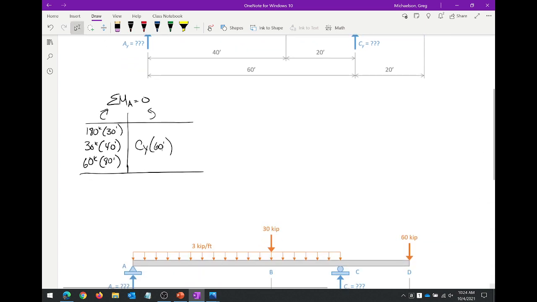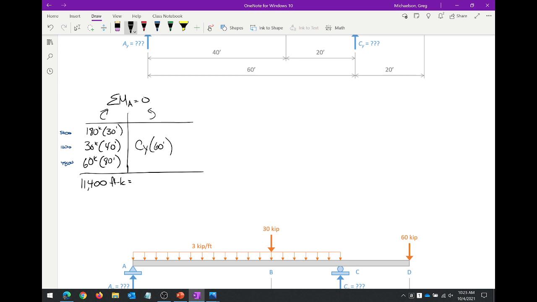So let's see if we can do a little bit of math here. 180 times 30, I think that's 5,400. 30 times 40, I think that's 1,200. And 60 times 80, I think that's 4,800. So 54 and 12 is 66, 66 and 48, that's 114. How'd I do? Did I do that right?